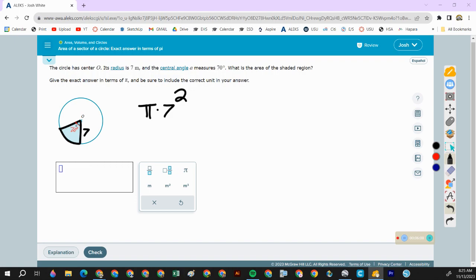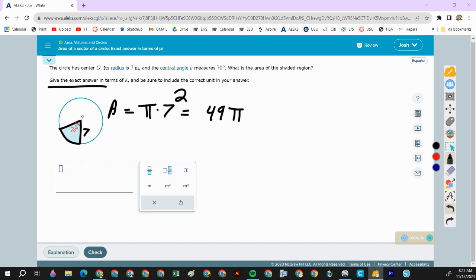And notice it says it wants exact answers. So don't use 3.14 as pi in this case. We're just going to leave pi as a symbol. So the area of the entire circle is pi times 7 squared, which is 49 pi. And instead of multiplying by 3.14, I'm just going to leave it as 49 pi.